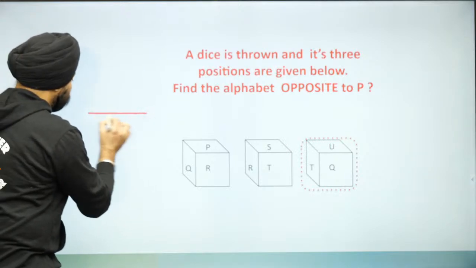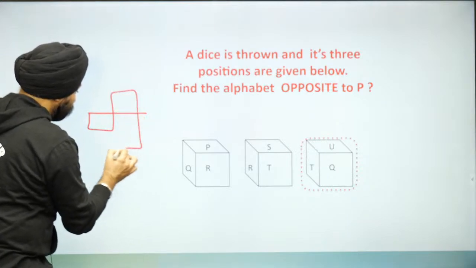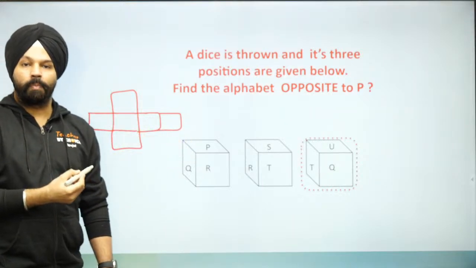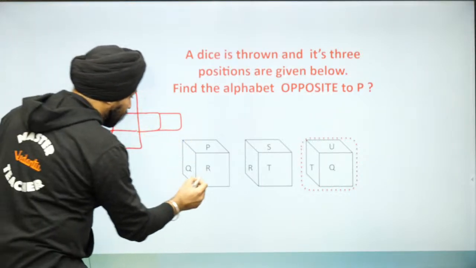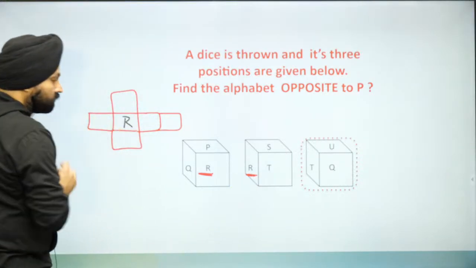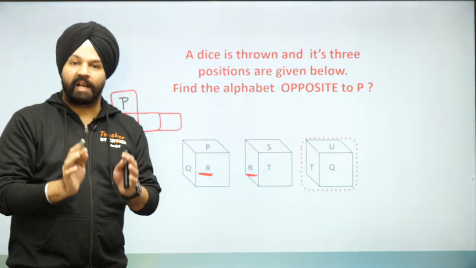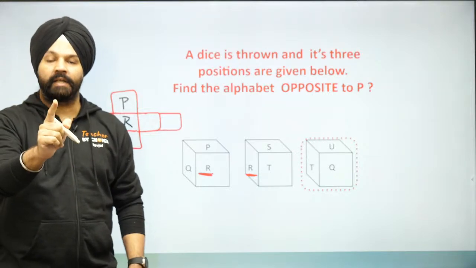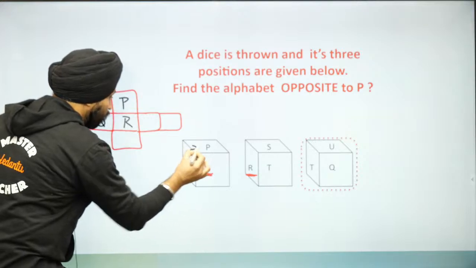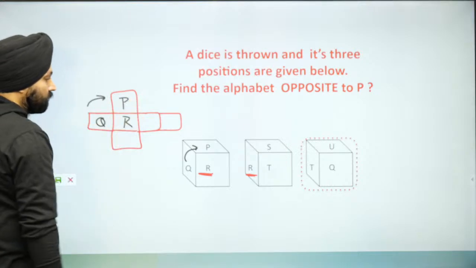Let's suppose this is the open box. Now I can see that R is common to both. So I will be placing R over here. And then I can see P and Q. Now it is very important when you are placing alphabets, they should be following same orientation as that of the diagram. Orientation means you can see from Q to P. From Q to P it is clockwise direction.